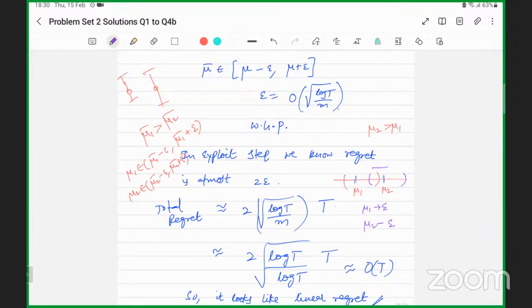If there is no overlap, then we can never have mu1 bar greater than mu2 bar, right? If there is no overlap, mu1 bar will be here, mu2 bar will be somewhere here. So there won't be any wrong prediction. If there has to be a wrong prediction, there should be overlap. Is this clear? If there is no overlap, then this condition cannot happen.